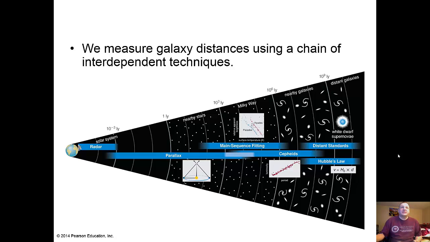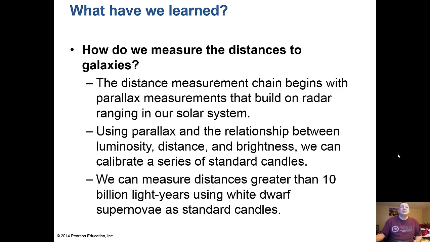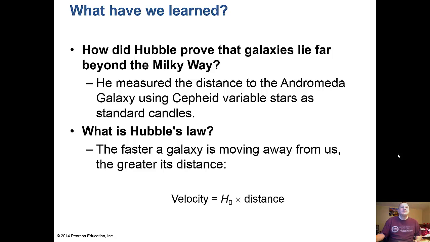And we measure galaxy distances using a chain of interdependent techniques, including the Cepheids, supernovas, and white dwarfs. So we know now that the distance measurement chain begins with a parallax measurement that builds on radar ranging in our solar system. Forget about that. We can measure distances greater than 10 billion light years using white dwarf supernovas as standard candles.